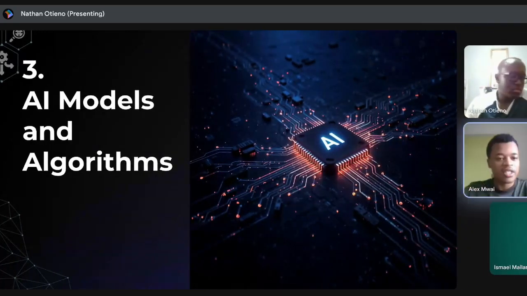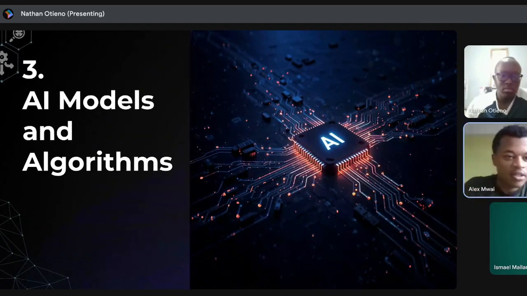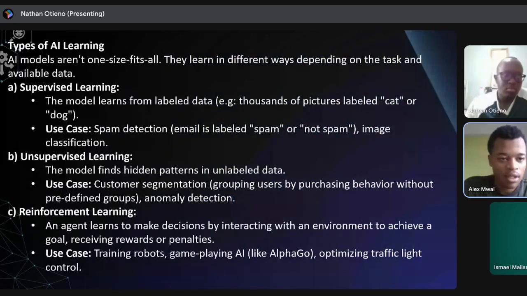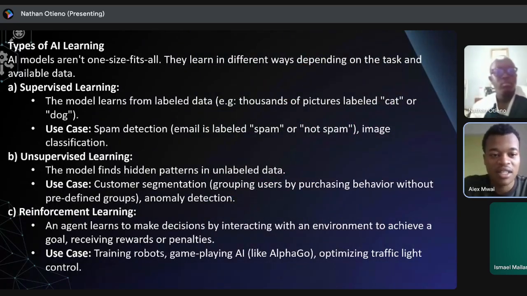Okay, I'm Alex. I'll be presenting AI models and algorithms. So, types of AI learning. AI models aren't one size fits all. So this means there are multiple AI models. They learn in different ways depending on the task and available data.